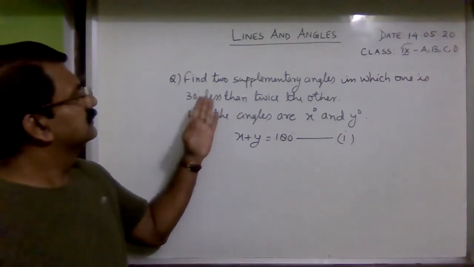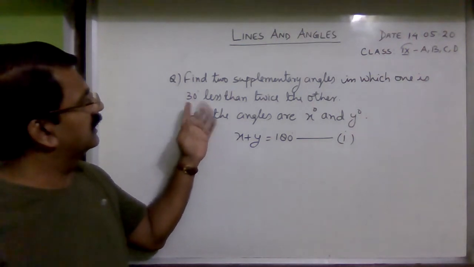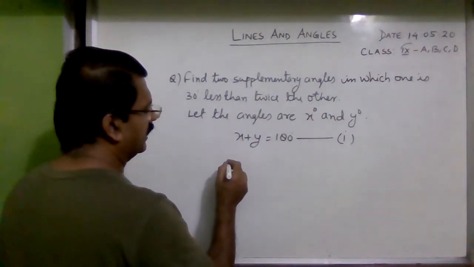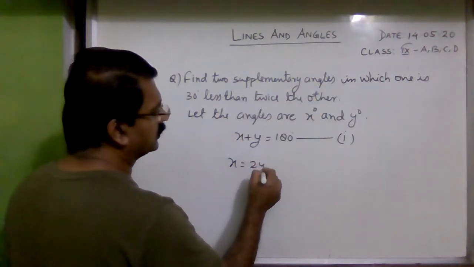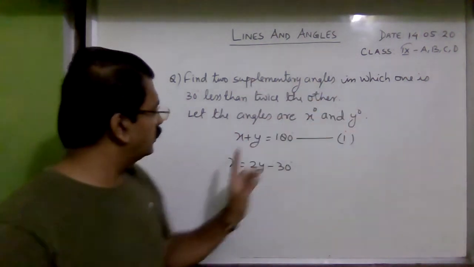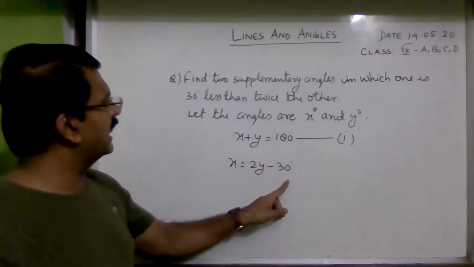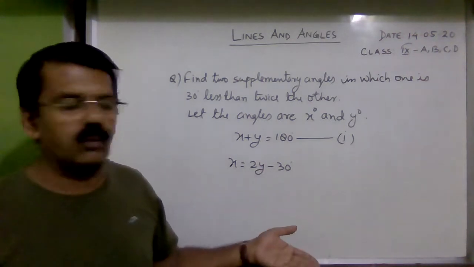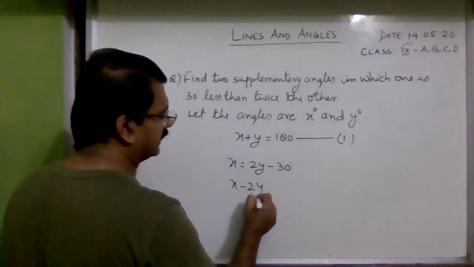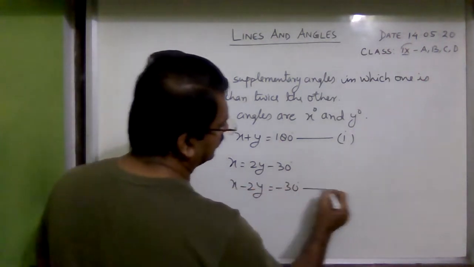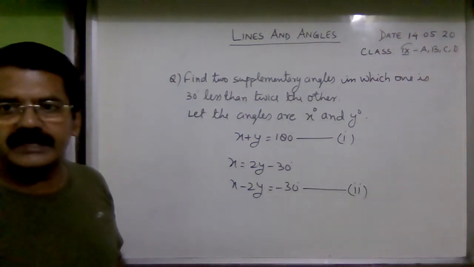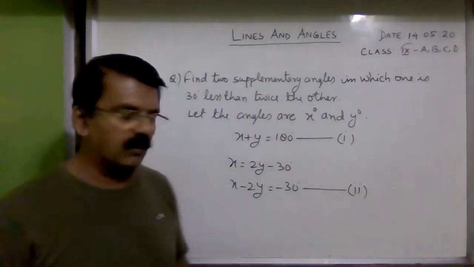Now, the other condition is that one angle is 30 degree less than twice the other, means x is equal to 2y minus 30. They are saying one angle is 30 less than twice the other, means twice y. So if you shift 2y to this side, x minus 2y is equal to minus 30. This is equation number 2. Now we will solve these two equations simultaneously and we will get the value of x and y.